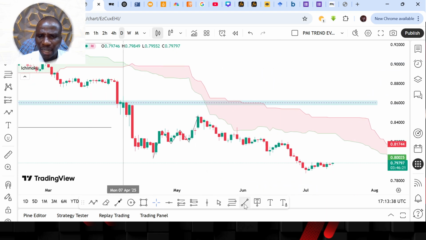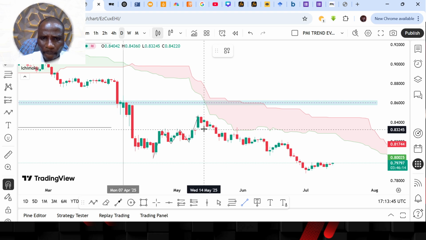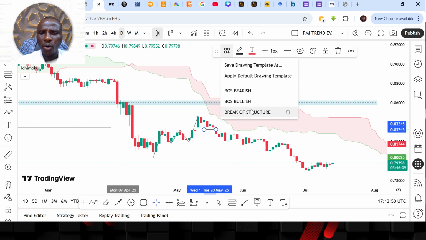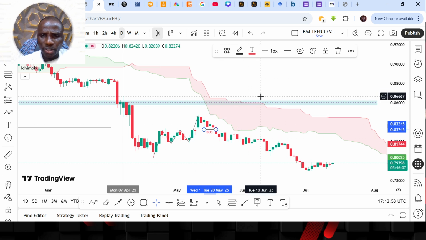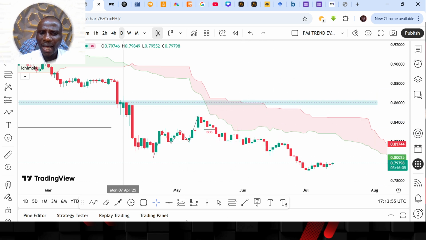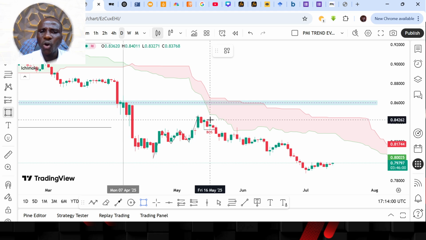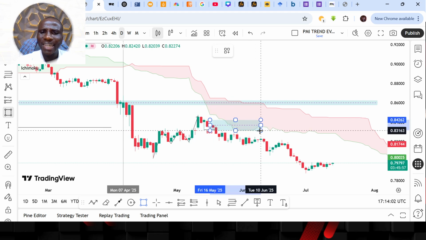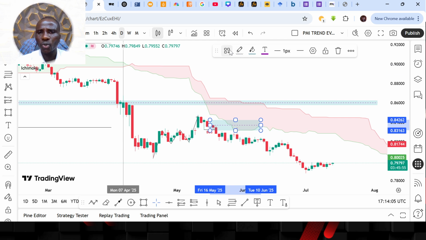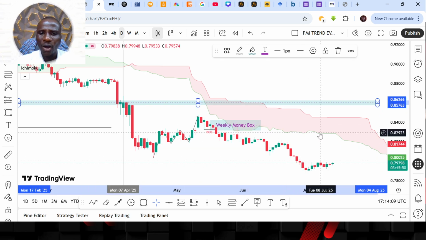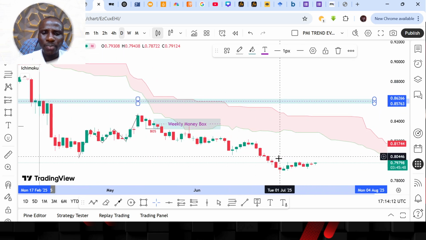Now, I want you to pay close attention and look very closely. You will notice that there was a break of structure to the downside around this place. So, break of structure bearish. And you see that now. And I said that if you are to pinpoint a weekly wave, it should be the origin order block that created the break of structure. And this is our weekly money box. This was how I identified it in the previous example.